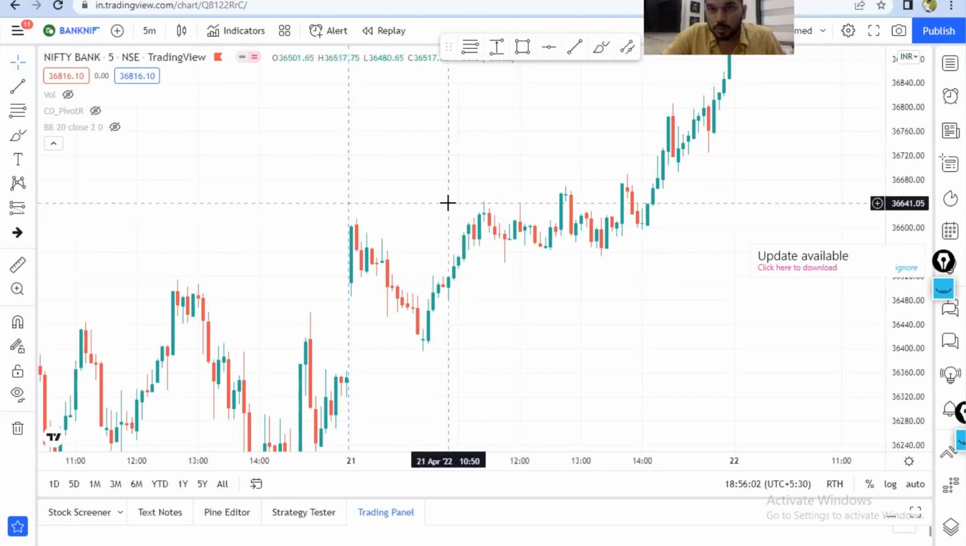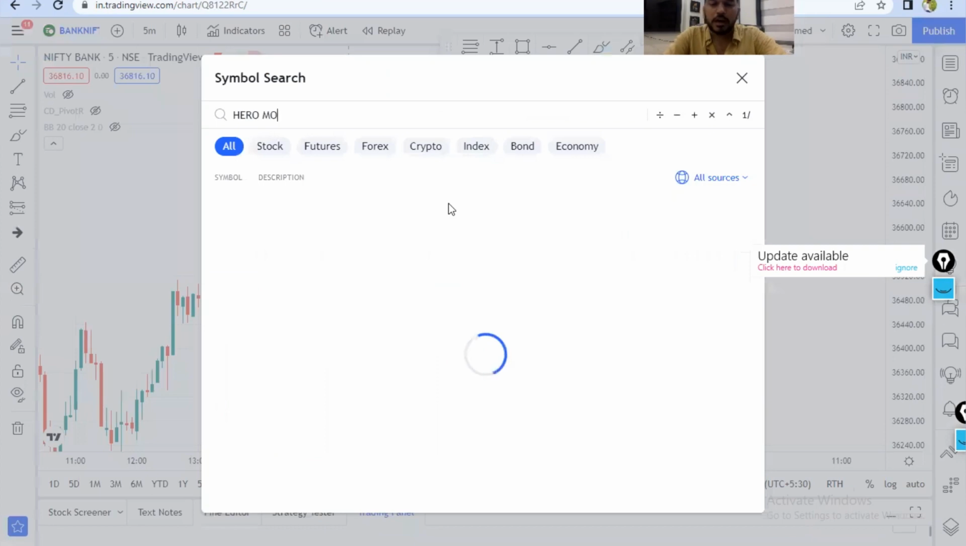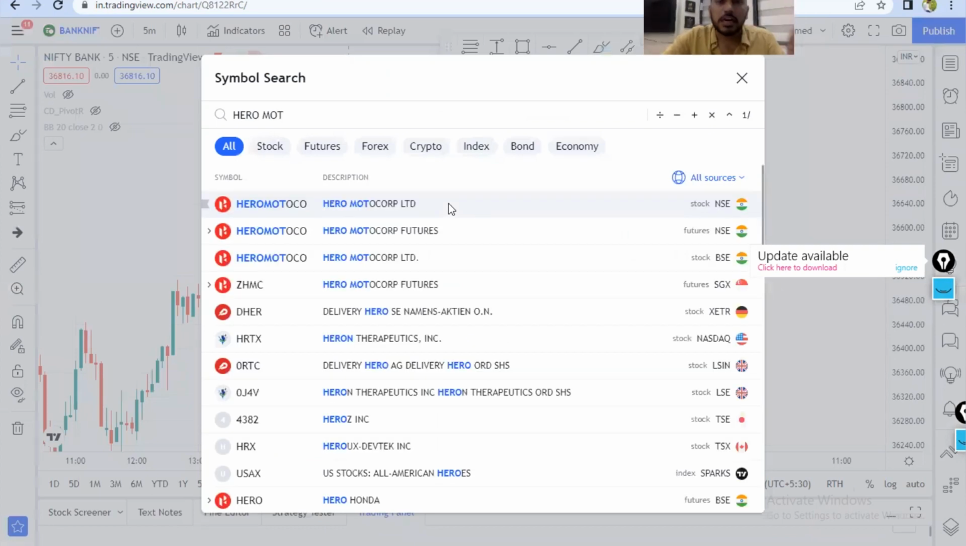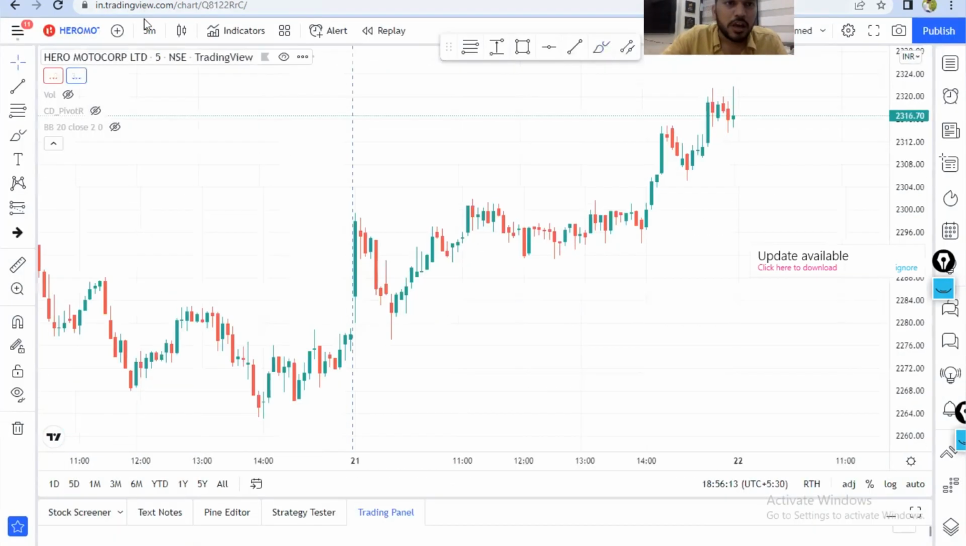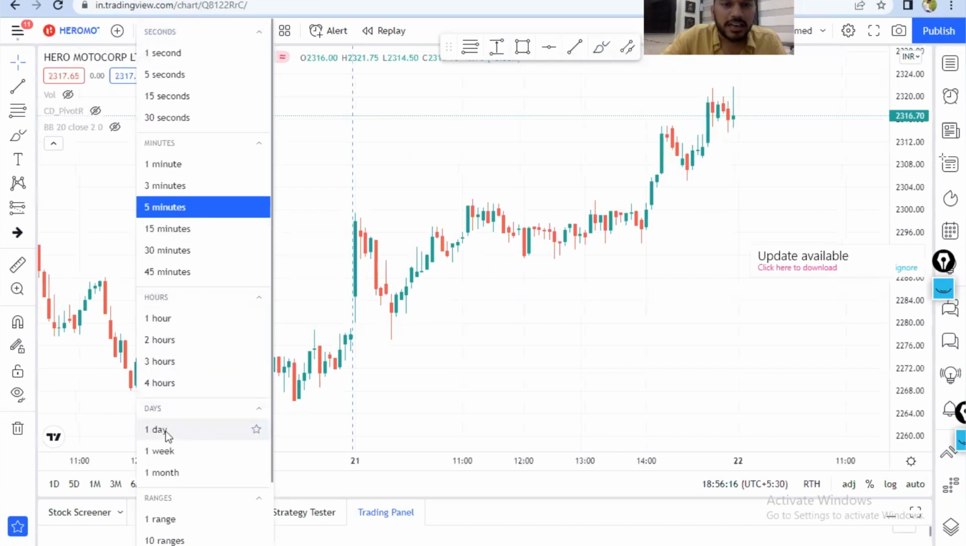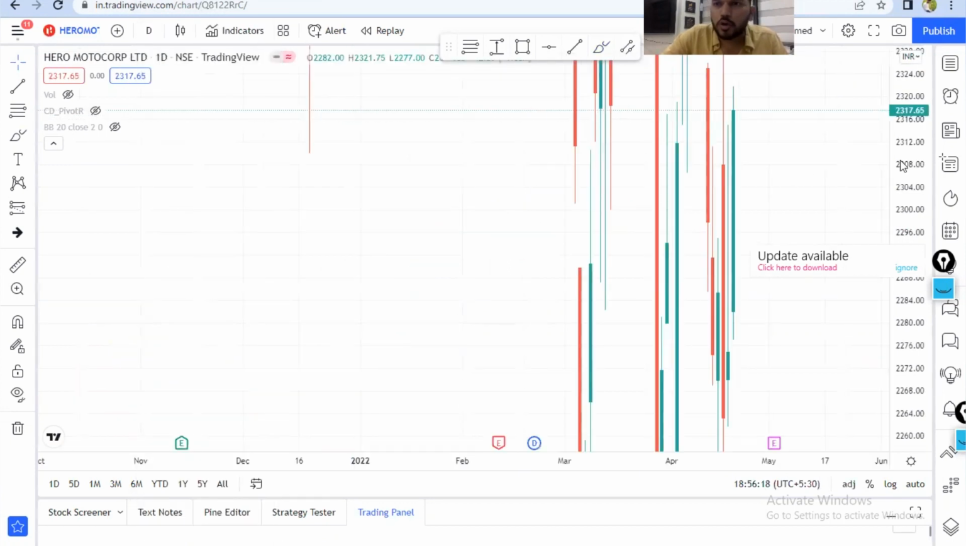So guys, now let's move on to the stocks, right? So we have some interesting stocks on the way. The first stock is obviously going to be Hero MotoCorp. Again, remember one thing, we always look at a chart on a daily time frame. Let's go have a look at Hero MotoCorp on a daily time frame.